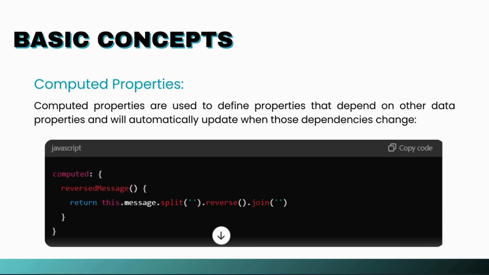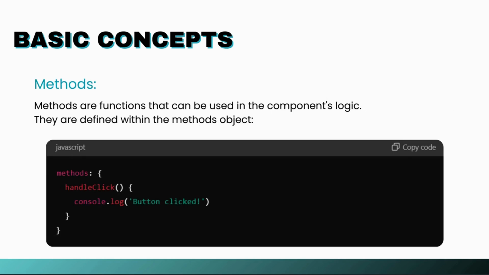Computed properties. Computed properties are used to define properties that depend on other data properties and will automatically update when those dependencies change. Methods. Methods are functions that can be used in the component's logic. They are defined within the methods object.